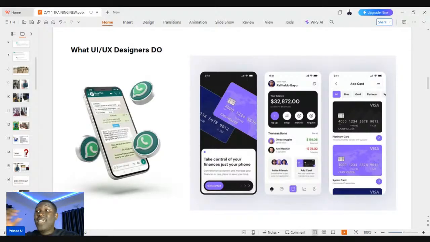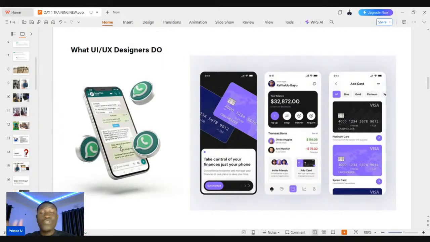Once that is achieved, then the designers will translate the idea into a functional product, right? Application or website. You understand? So you can see an example. This is your WhatsApp screen. All these things you are seeing with your eyes, the call button, the video button, the person's name.